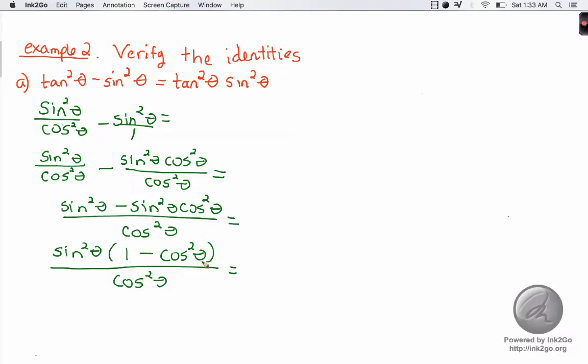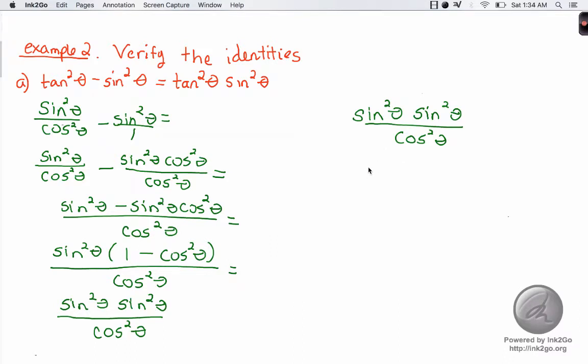Anytime you have 1 plus or minus a trig function squared, think of the Pythagorean identities. So the Pythagorean identity that involves 1 and cosine squared of theta is 1 is equal to sine squared theta plus cosine squared theta. So I'm going to rewrite this so I have 1 minus cosine squared. So I'm going to subtract cosine squared from each side. And it leaves me with just sine squared of theta. So in place of the 1 minus cosine squared theta, let's substitute in sine squared theta using our Pythagorean identities.